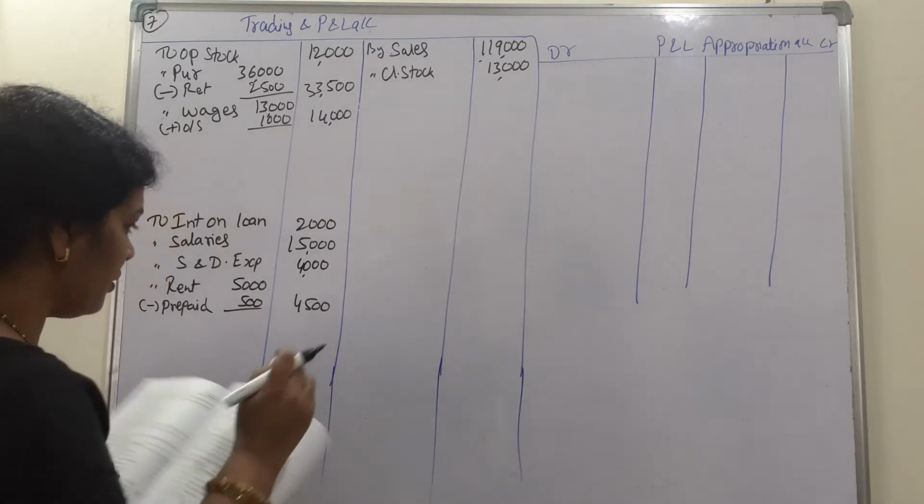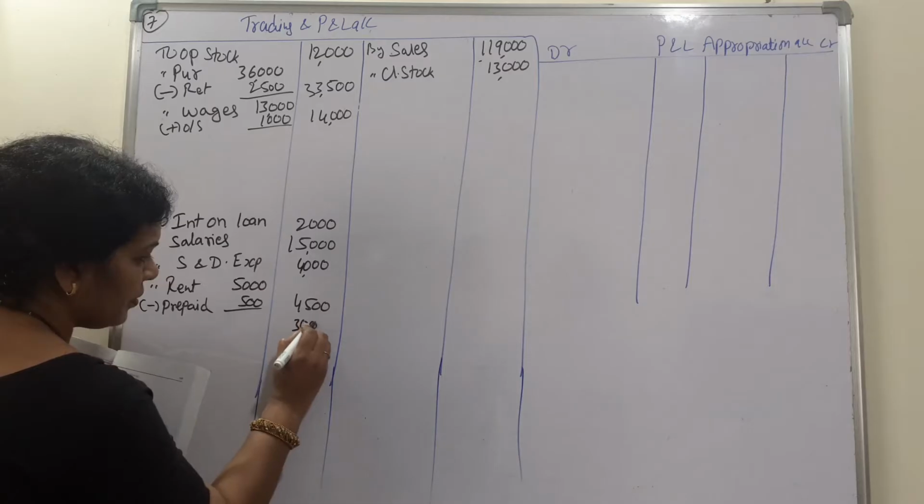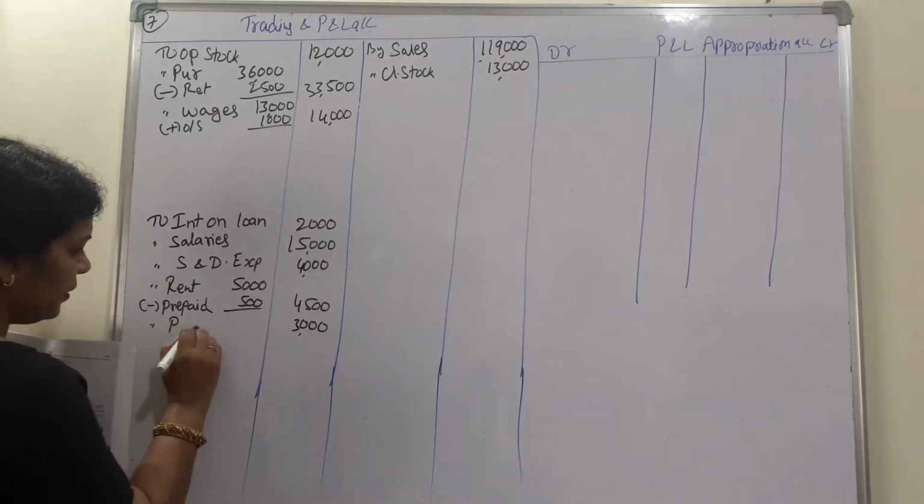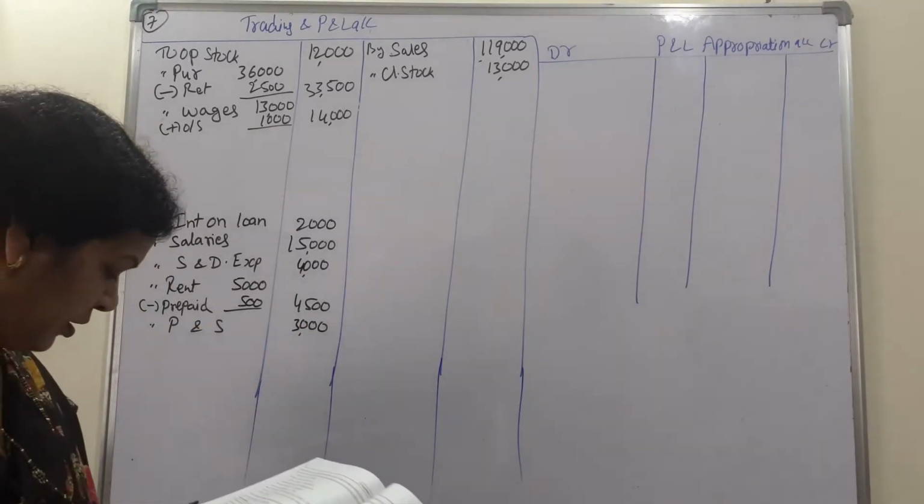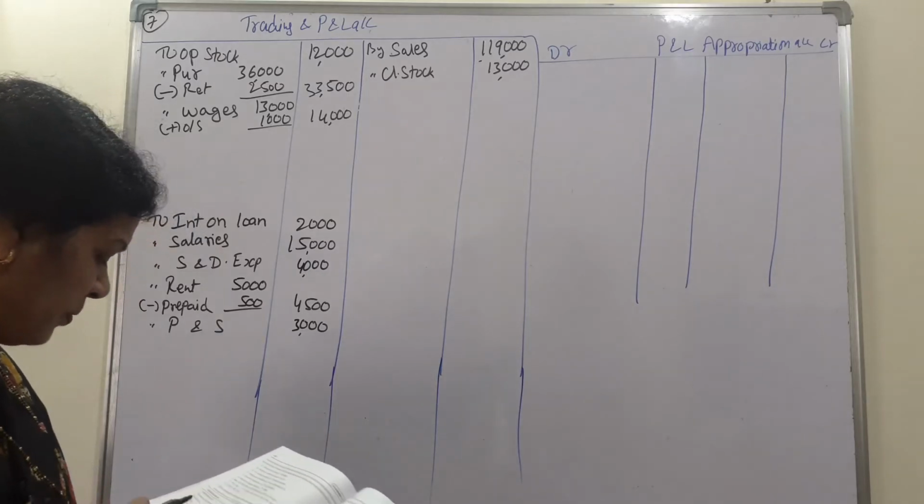Next, printing and stationery 3,000. So this is printing and stationery. Next one, bad debts 1,500.